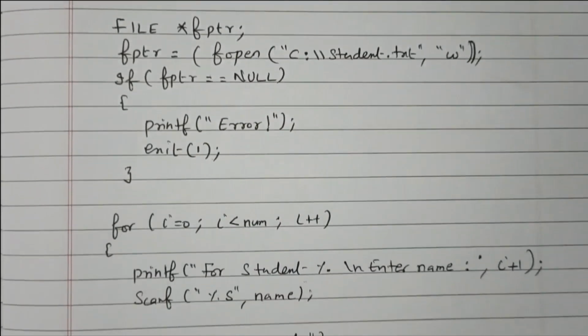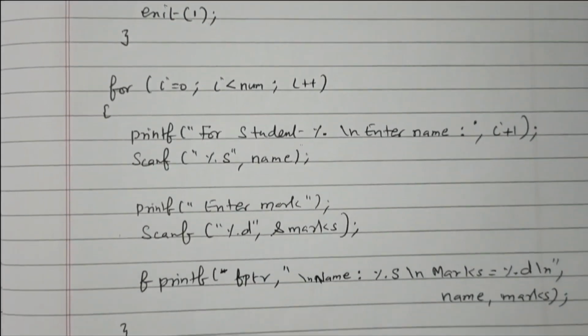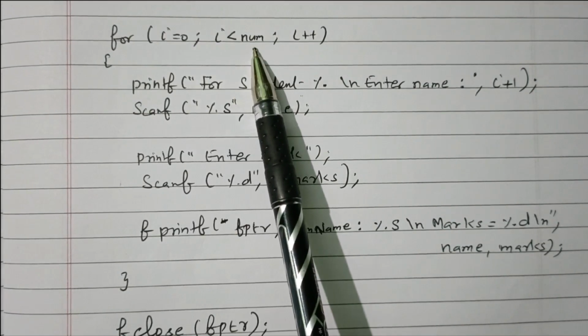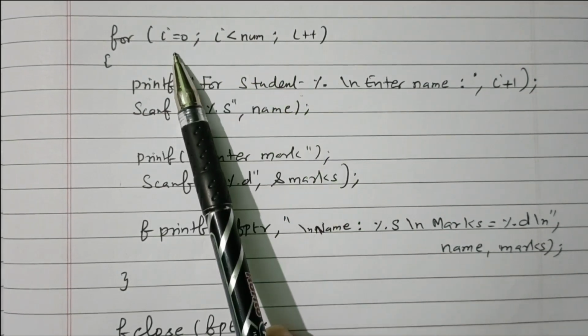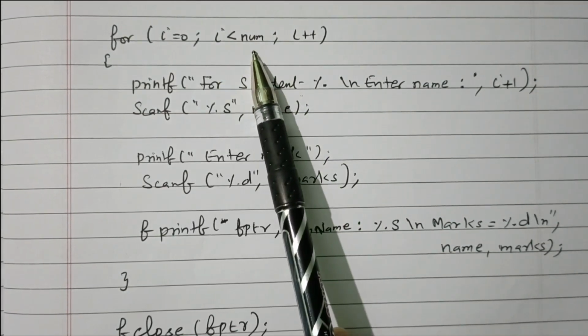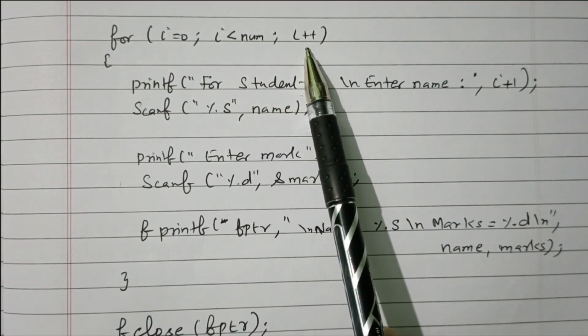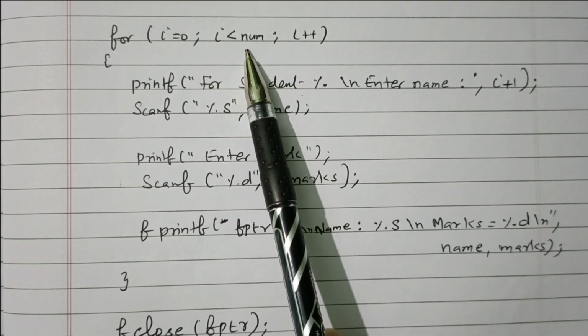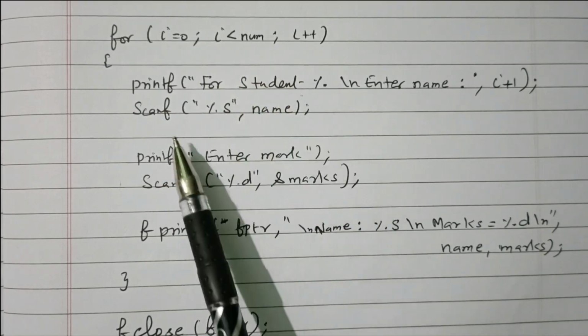Now we will see how to write the data. For i equal to 0, i less than num, i plus plus. We start from 0, and num is the number of students. One by one we have to store, with i plus plus as the increment. Starting value, condition, final value, increment.